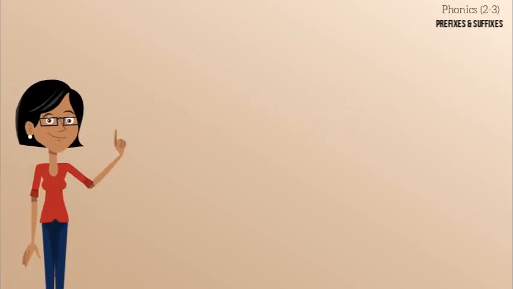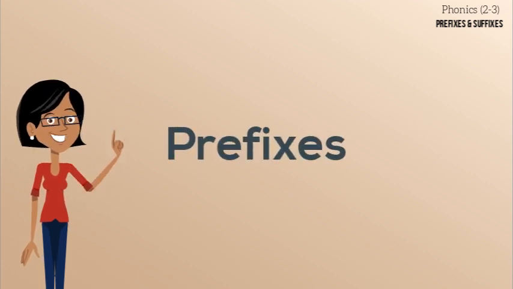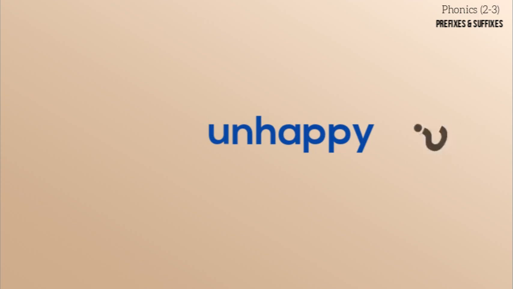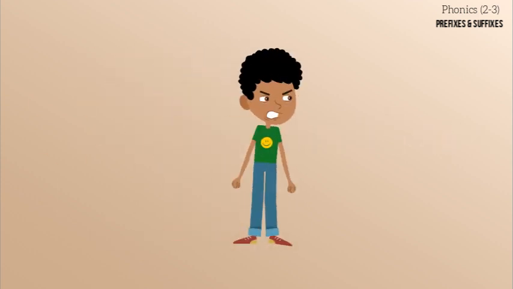Now we're going to change the meaning of words by adding a short word part at the beginning of a word. These word parts are called prefixes, and they change the meaning of a word. Watch this. Here's the word happy. Now, what if I put un at the beginning of the word? Now it's unhappy. What does unhappy mean? It means you are not happy.